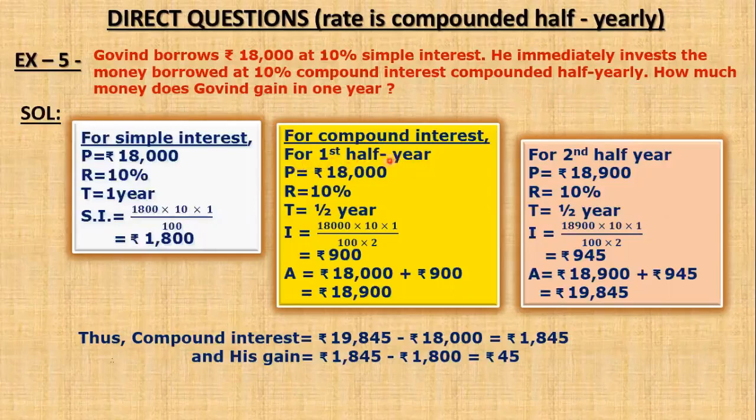For first half year, principal is rupees 18,000, rate 10%, time half year. So interest will be PRT upon 100, which will give rupees 900. So amount at the end of first half year will be rupees 18,000 plus rupees 900, that is rupees 18,900. Now this amount will act as principal for second half year. For second half year, principal is rupees 18,900, rate 10%, time half year. So interest will be rupees 945.